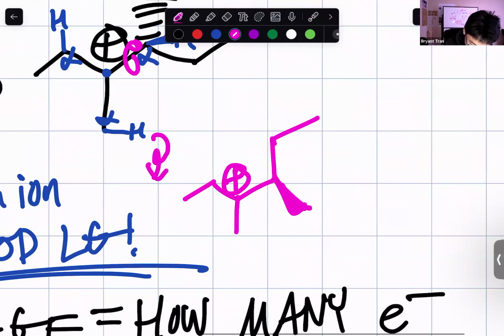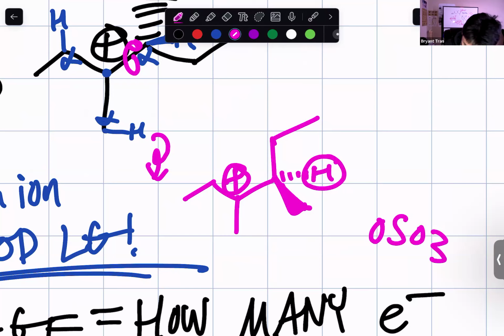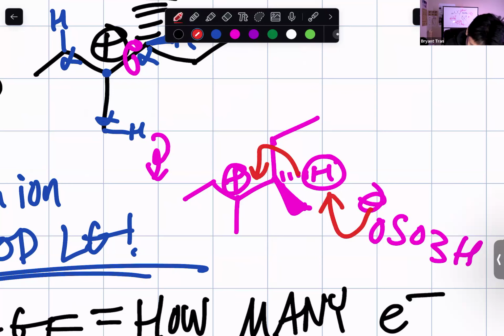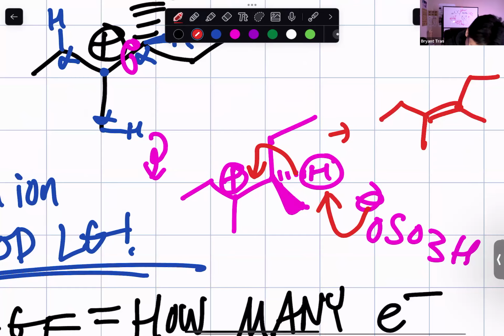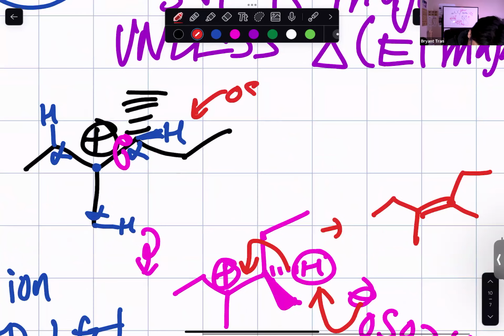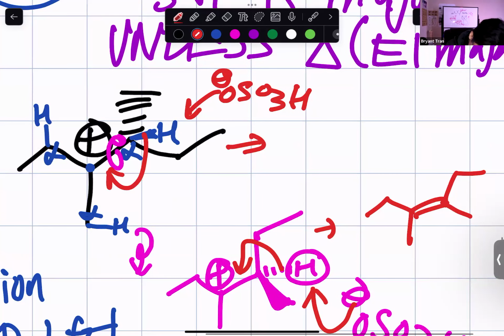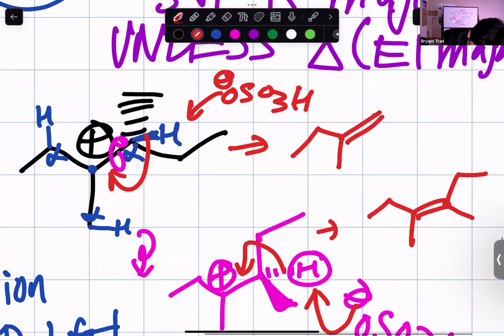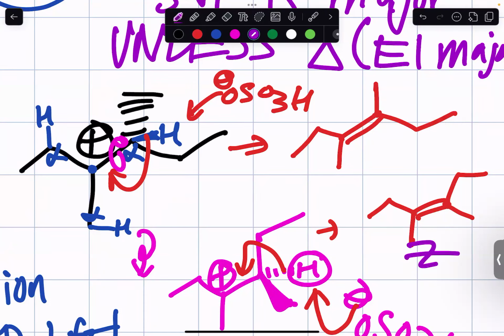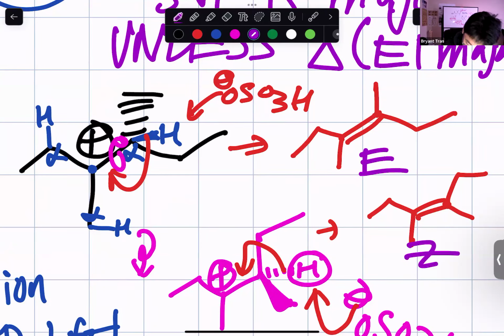Now, we said earlier that this is the hydrogen we're interested in because that's the most substituted one. So now we can bring in the HSO4 minus as a base, grab that hydrogen, and the bond right there makes a double bond like that to form this alkene. Or if we grabbed this hydrogen before we rotated the molecule, make a double bond there, we can get this alkene, right? Where this would be the Z alkene, this would be the E alkene.